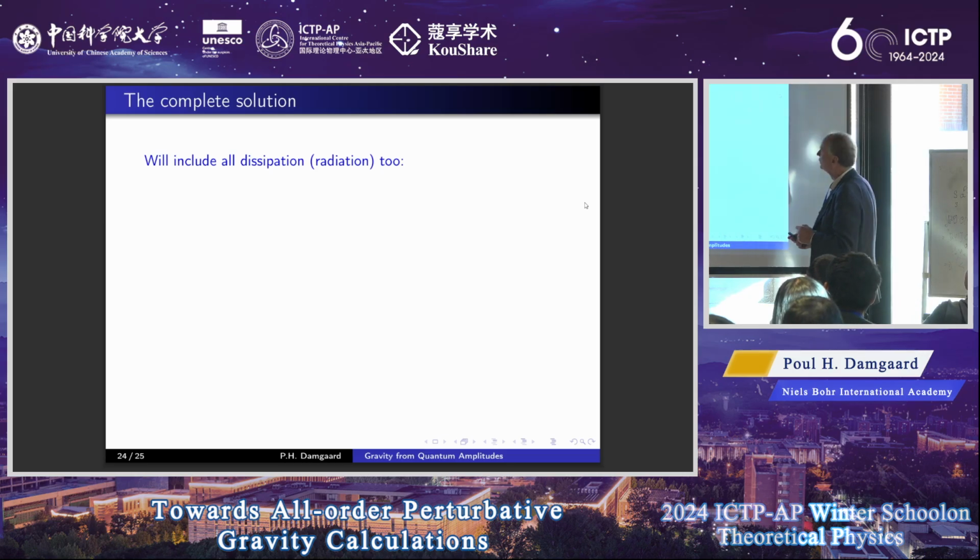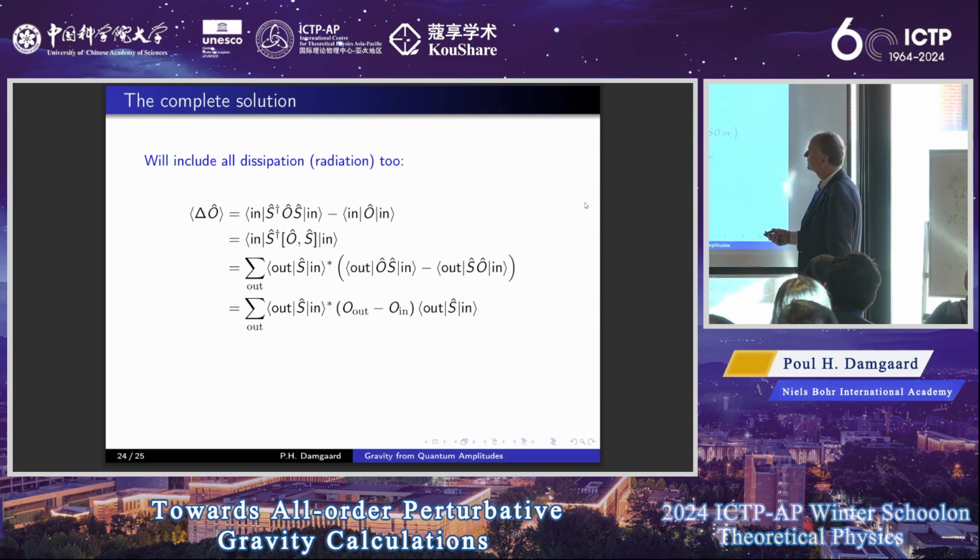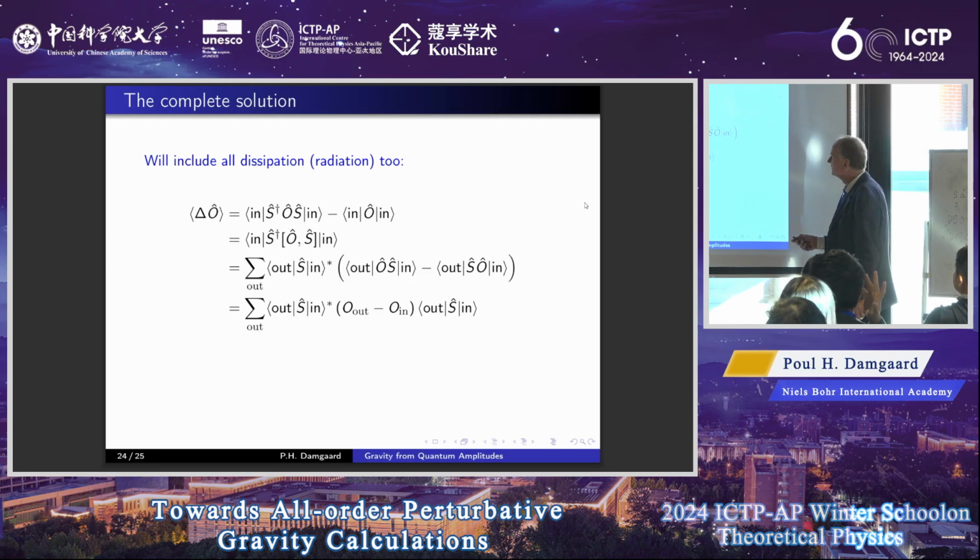And actually, we can include dissipation, radiation, and there's a simple way to understand how the formalism does it for us. So let's look again at the change in expectation value of an operator. It could be the momentum of one of the black holes. And we can write it like this. Actually, we can also then simplify it as a commutator, as you can see, just a simple rewriting using S S dagger as 1. And then we can use the usual trick. We insert a complete set of states. Let's insert a complete set of out states.